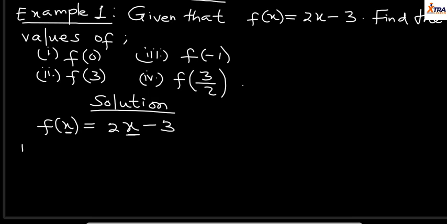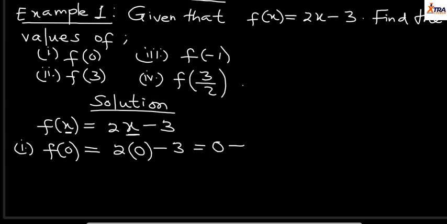So in this case, my figure 1, we are told to find f of 0. It means I'm replacing my value x with 0. So anywhere I see my x in the right hand side of the function, I simply replace it with 0. So I have 2 times 0 minus 3, giving me 0 minus 3, which ultimately gives me minus 3. So that is my answer. Very simple, very short.